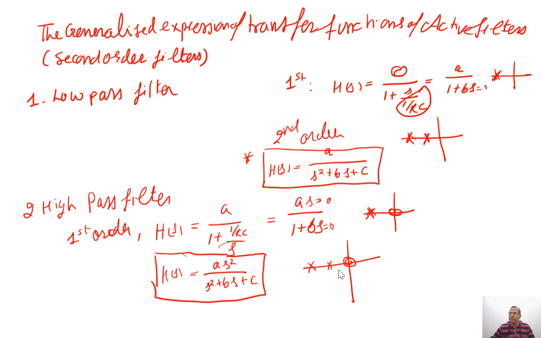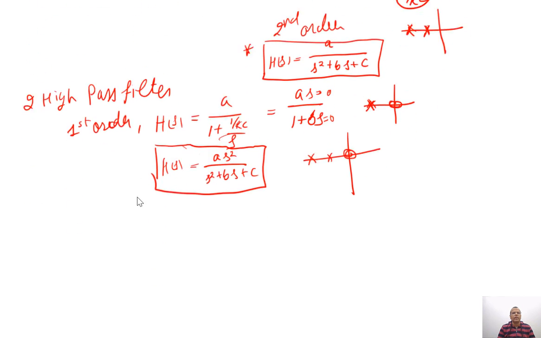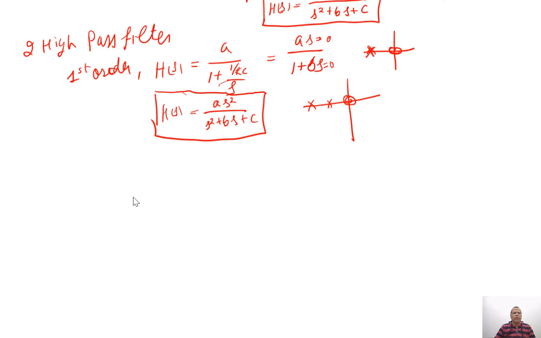I hope the concept is clear. Now let us see the third one, that is band pass. And remember, band pass filter is always a second order filter. So let us talk about band pass filter.